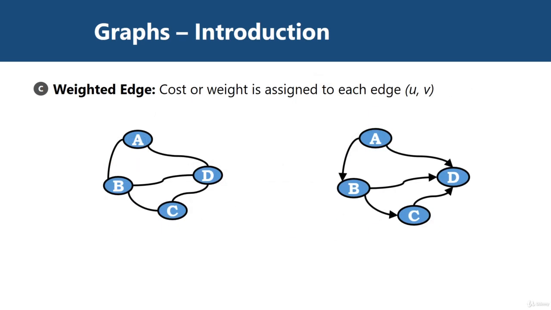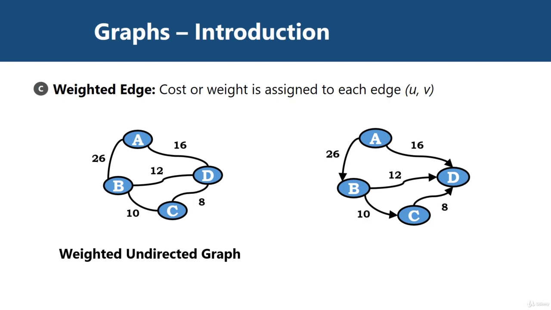The edge in a graph can also be a weighted edge. If a cost or a weight is assigned to an edge, then the edge is known as a weighted edge. If all the edges of an undirected graph have weights or costs assigned, then the graph is known as a weighted undirected graph. If all the edges of a directed graph or digraph have weights or costs assigned, then the graph is known as a weighted directed graph or a weighted digraph.